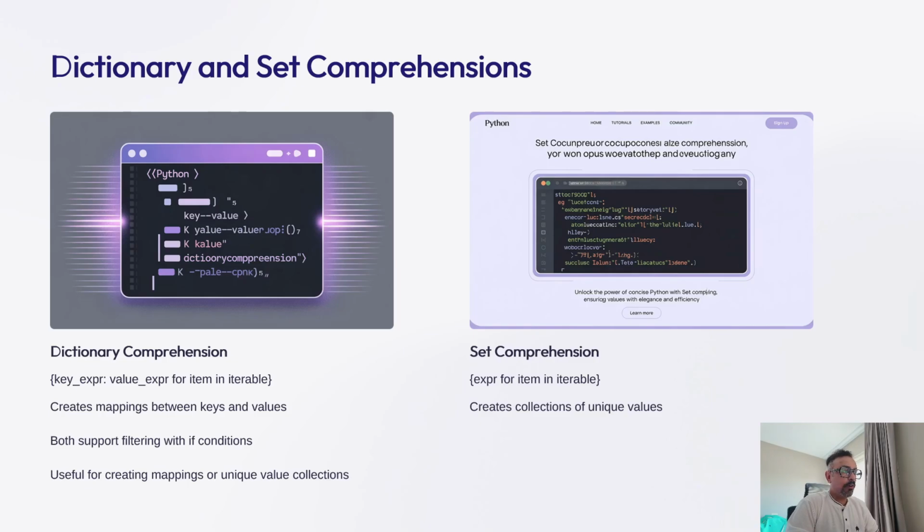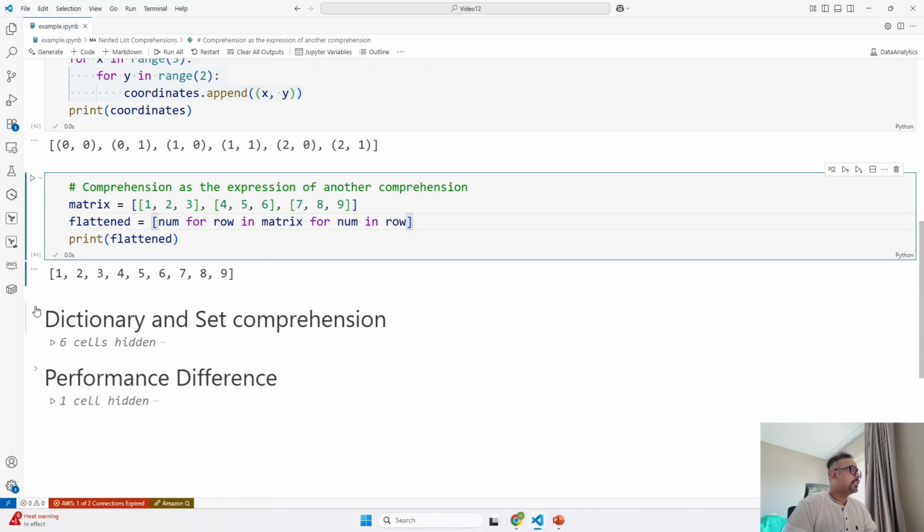So dictionary comprehensions are excellent for creating mappings such as word to count dictionaries in text processing or feature to value mapping in machine learning. And set comprehensions are perfect for extracting unique values or creating sets of items that meet certain criteria. In machine learning, you might use dictionary comprehensions to create feature dictionaries or set comprehensions to find unique categories in your data. So let's understand that with a few examples.